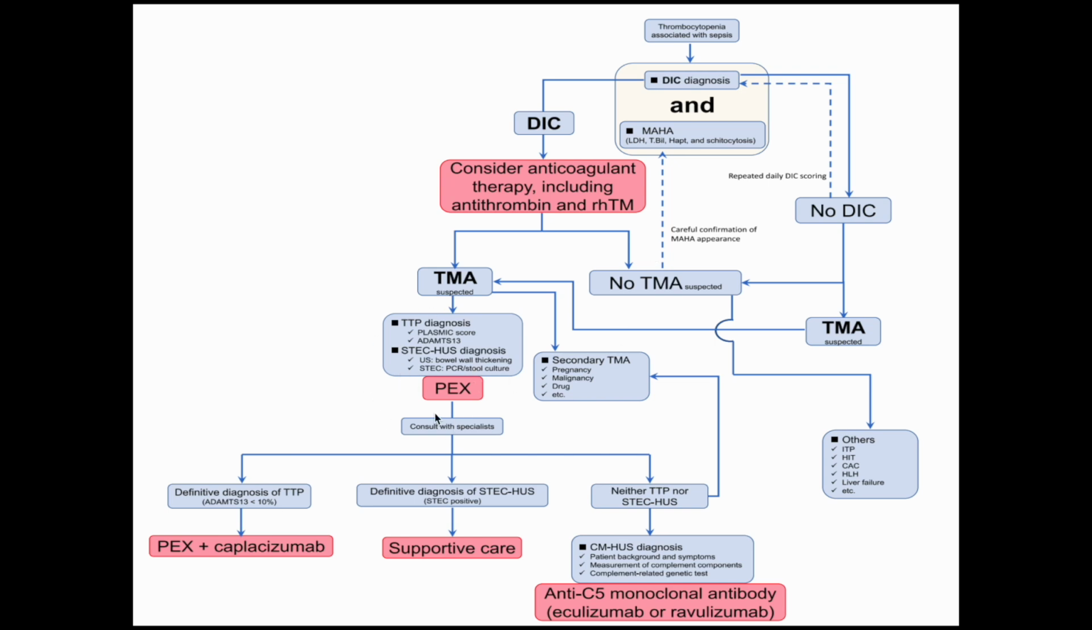Regarding the TMA, if TTP is confirmed, then give PLEX and the specific inhibitors. For the HUS, that is Shiga toxin related, give supportive care. If nothing is working, then for complement-mediated, try to use the monoclonal antibodies. And finally, if nothing is working out, then try to find out the other causes that we have discussed, like ITP, HIT, COVID-19 associated HLH, and liver failure, etc.